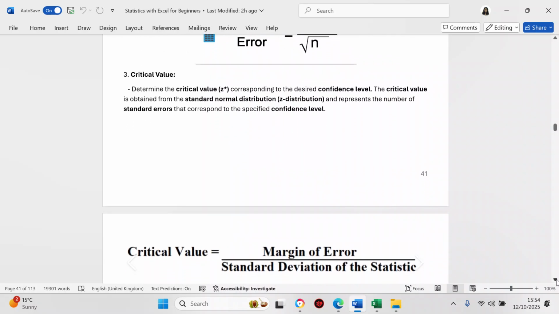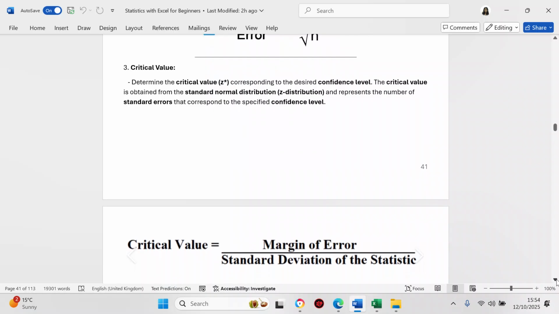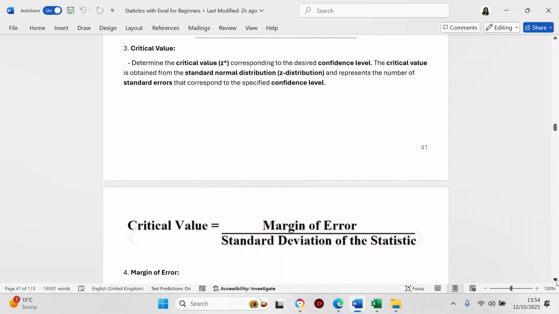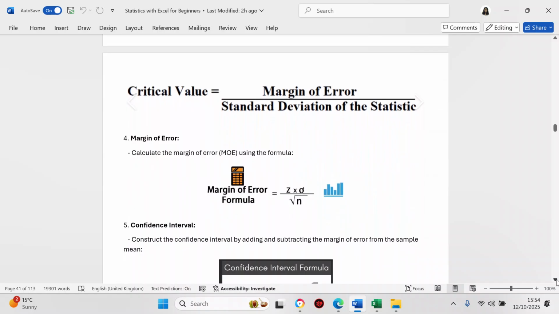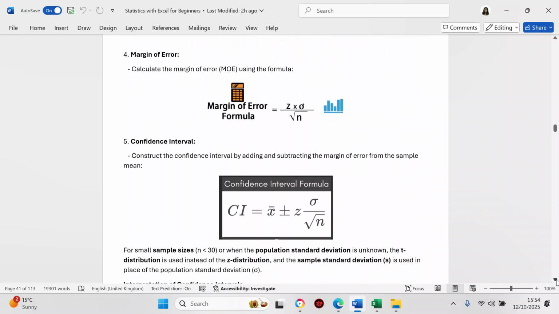Calculate the critical value. Determine the critical value corresponding to the desired confidence level. The critical value is obtained from the standard normal distribution, that's your Z distribution, and represents the number of standard errors that correspond to the specified confidence level. So critical value equals margin of error divided by the standard deviation of the statistic. Now you calculate your margin of error using the formula margin of error equals Z times sigma divided by the square root of the number of samples.